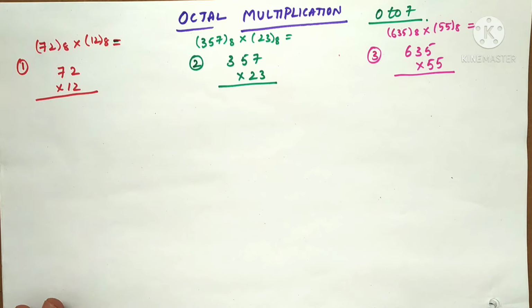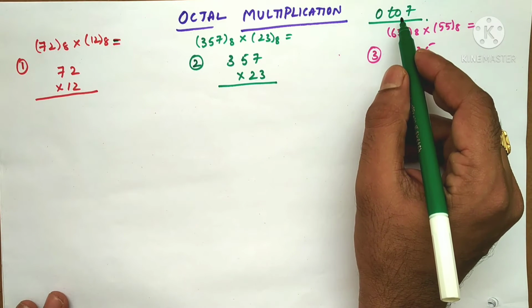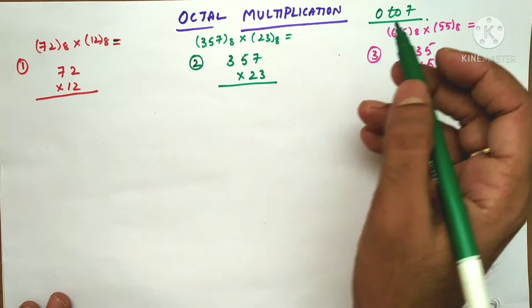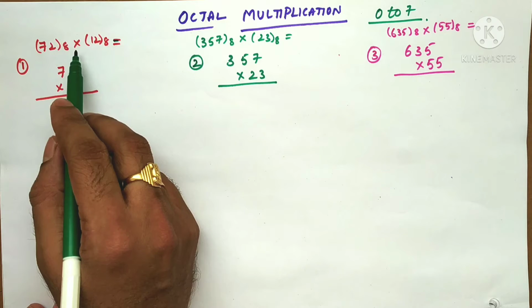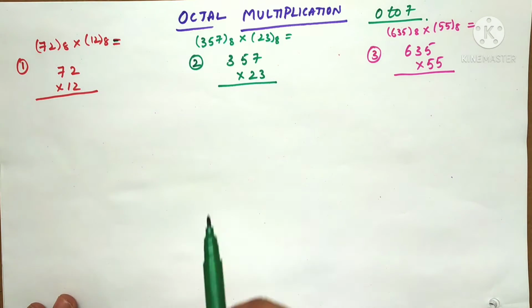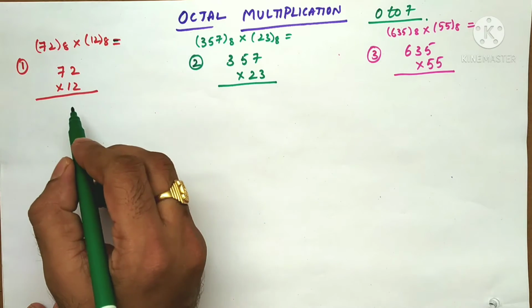Octal multiplication. Octal means base 8 number system, which means the digits are from 0 to 7. Right? So here we have to perform this octal multiplication: 72 base 8 into 12 base 8. So 72 into 12. 2 into 2 means 4.